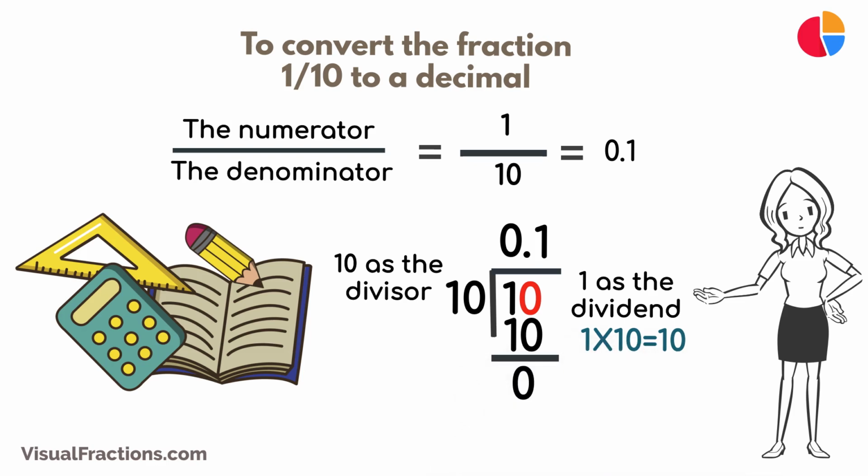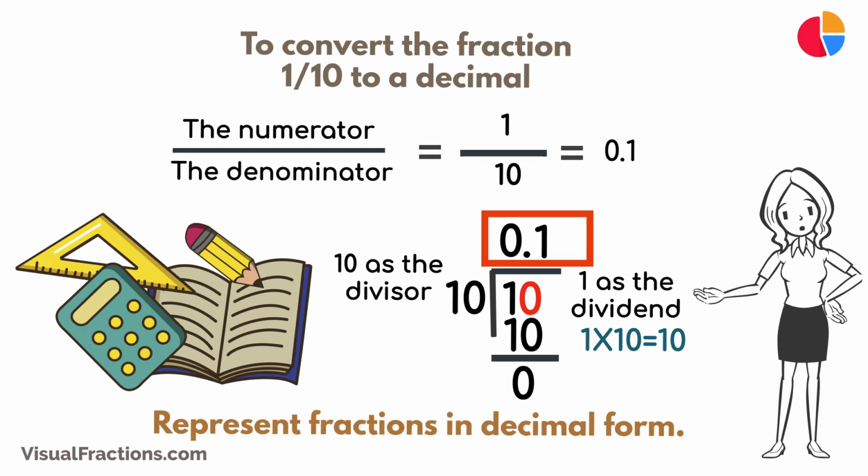So, there we have it. The fraction 1/10 converted to a decimal is 0.1. This conversion process demonstrates a straightforward method to understand and represent fractions in decimal form.